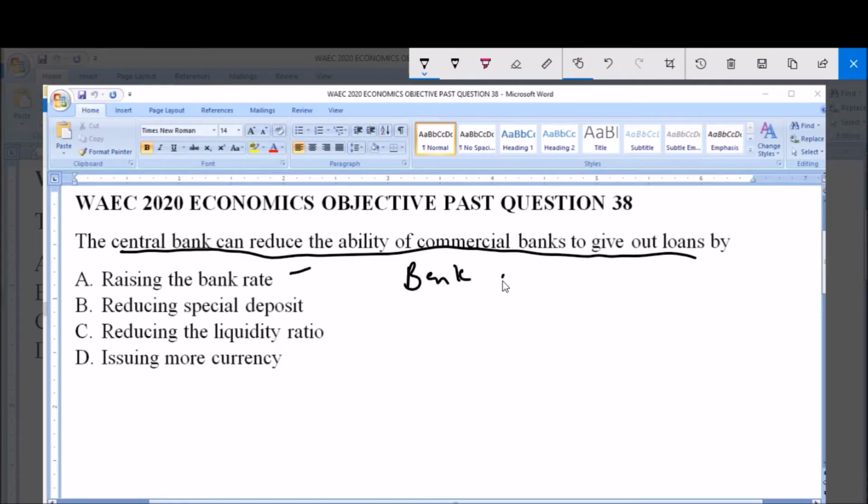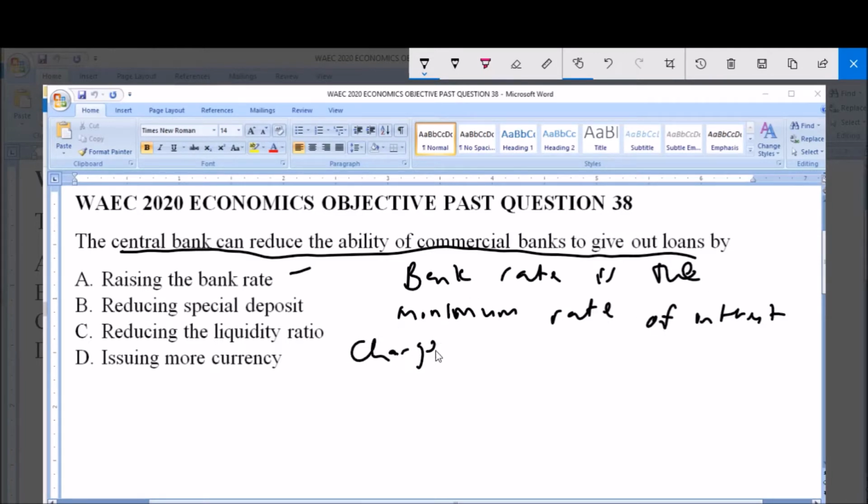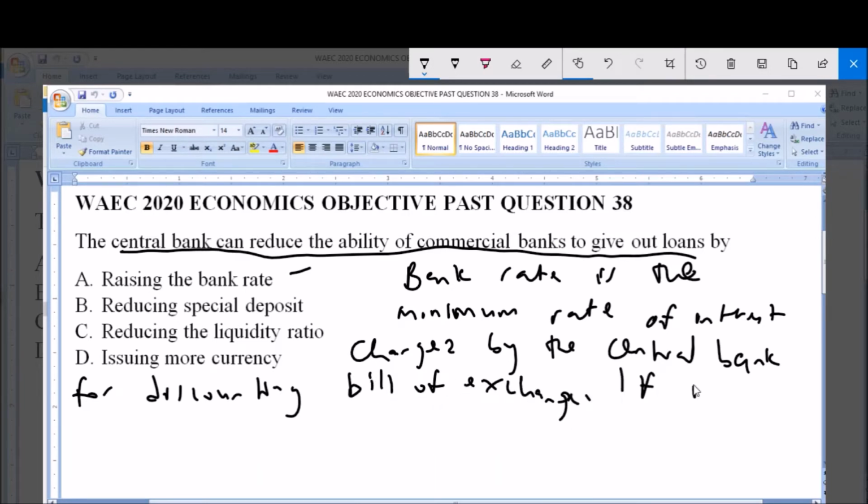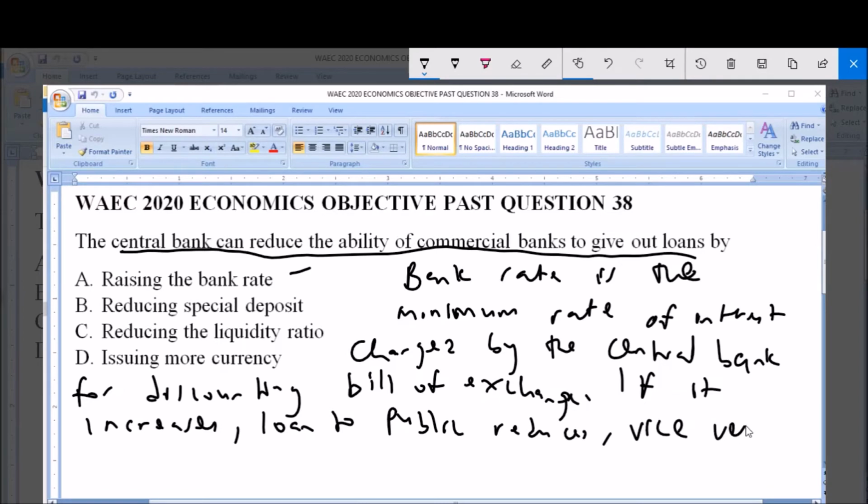Now, bank rate is the minimum rate of interest charged by the central bank for discounting bill of exchange. If it increases, loan to the public reduces, and vice versa. Okay, so this bank rate is a rate of interest charged by the central bank for bill of exchange. Now, if it increases, the loan to the public reduces, and if it reduces, the loan to the public increases.